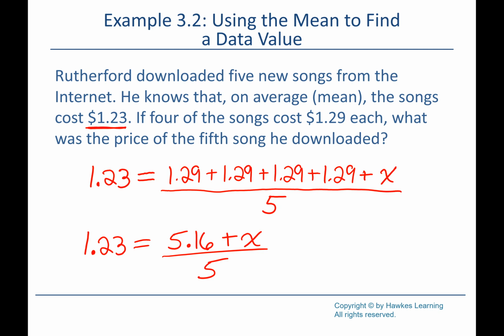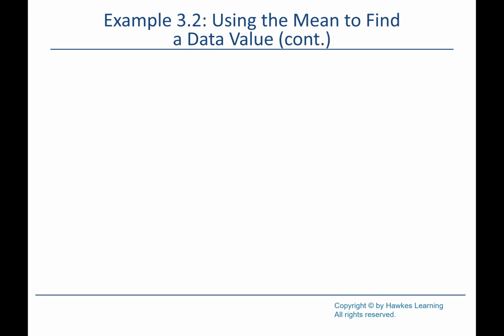So you remember algebra class, and the next thing we would do is multiply both sides by 5 to get rid of that division by 5 there. So if we do $1.23 times 5, that tells us we're going to get $6.15 on the left.